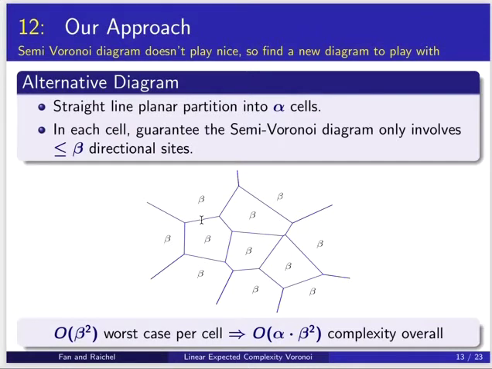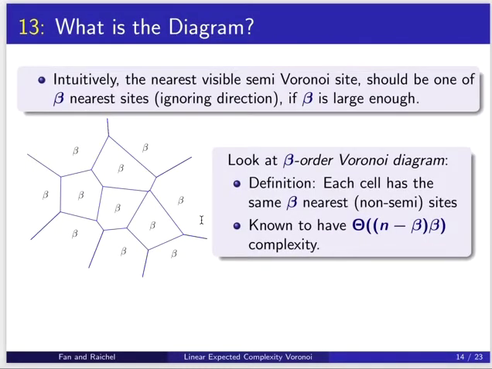In our approach, the high-level idea is like here. We partition the plane into alpha cells, where alpha is the number of cells. And each cell guarantees that the semi Voronoi diagram only involves at most beta directional sites. Then there is only beta squared worst-case complexity in each cell. Then the total complexity will be alpha times beta squared. So what can the diagram be?